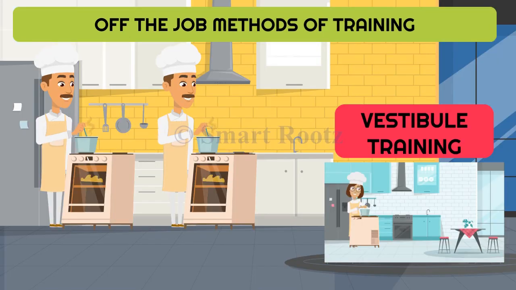Another off-the-job training method is vestibule training. Under this, employees will learn the jobs or equipment they will be using in real-life situation. However, the training will be conducted away from the actual workflow. This is usually done when employees are required to handle sophisticated machinery and equipment.